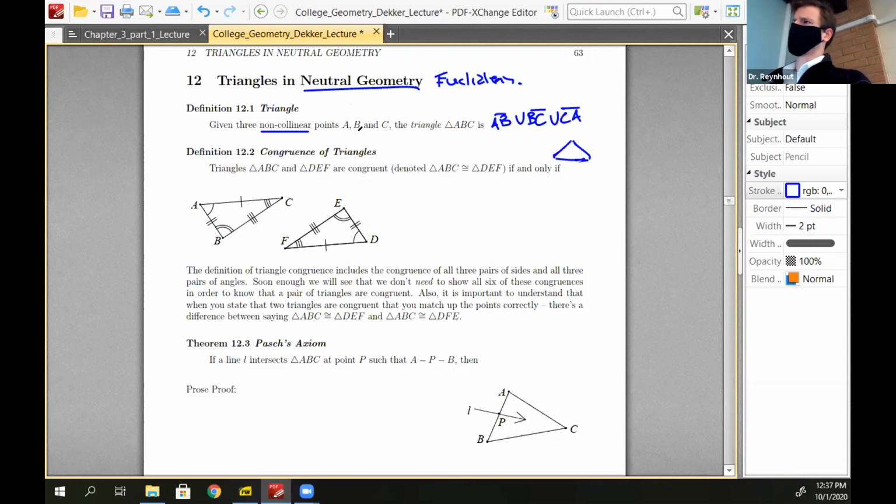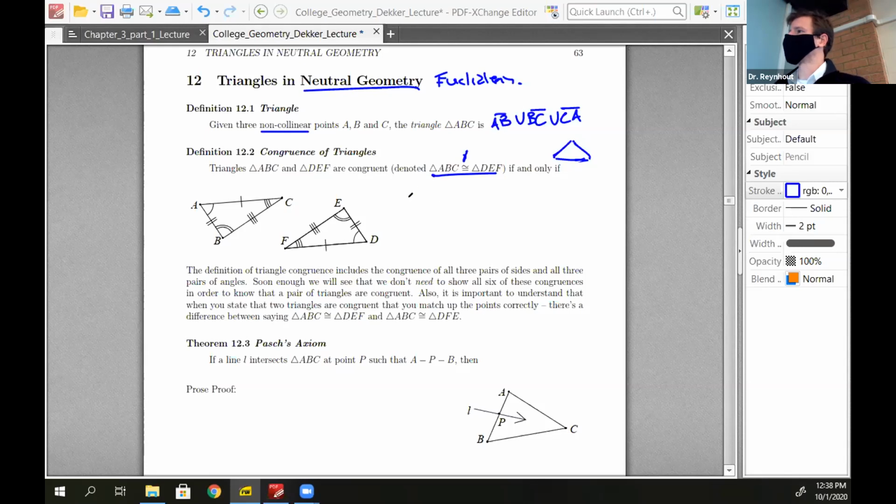So congruence of triangles. 2 triangles, ABC and DEF, are congruent, denoted using our usual notation for congruence, if and only if. Now, what follows might change depending on what definition you're looking at exactly, but we're going to use the most thorough description right now, and we'll say that they're congruent if and only if all of the angles and all of the sides are congruent.